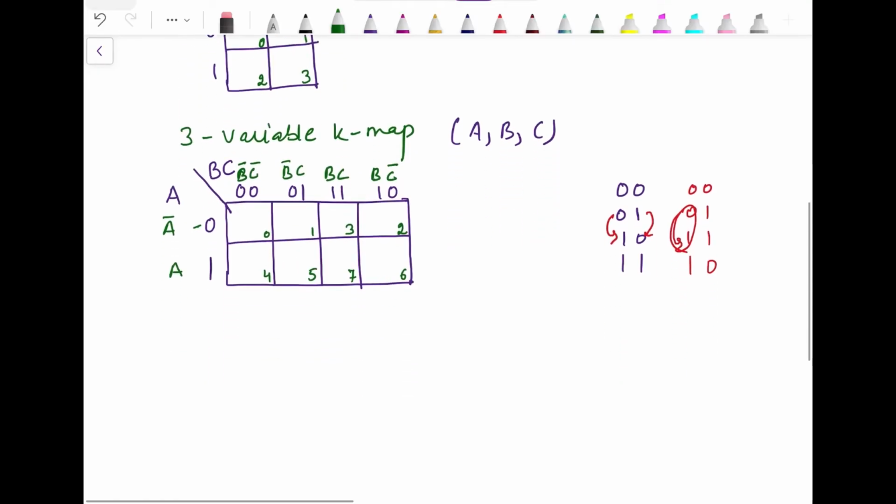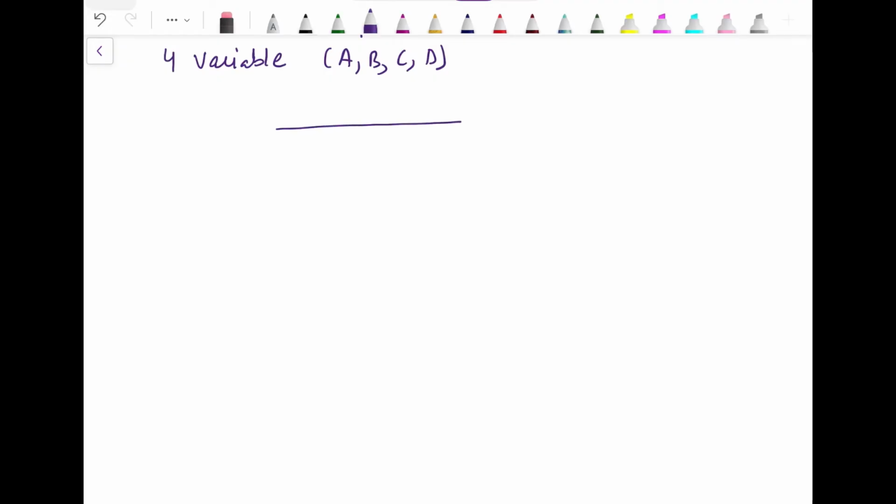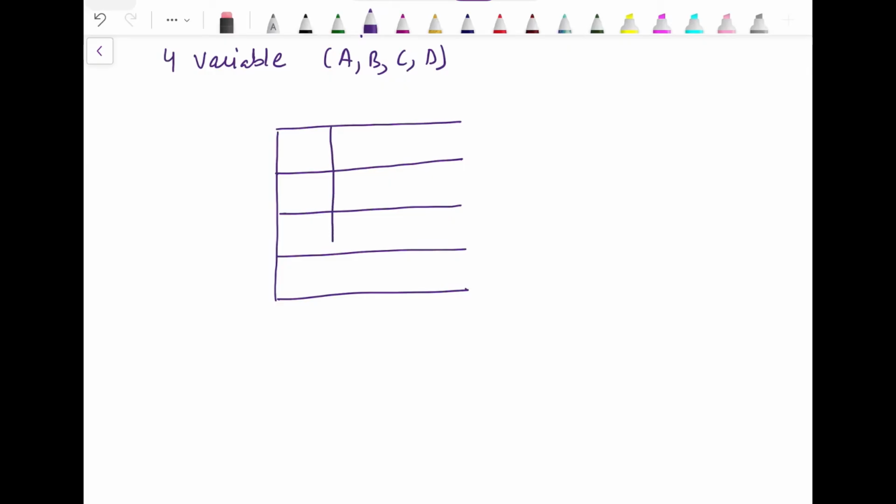Now let's see the 4 variable K-map. Let's say the 4 variables are A, B, C, and D. 4 variables means 16 possible combinations. Now the K-map will have 16 cells. 16 cells means 4 rows and 4 columns.